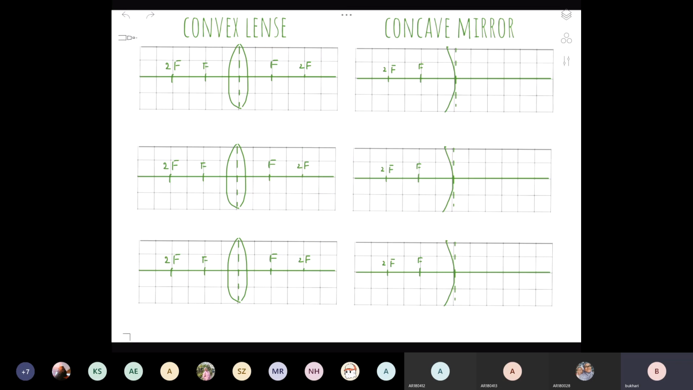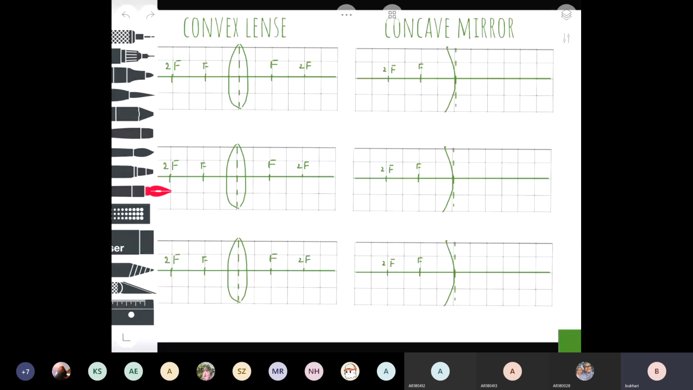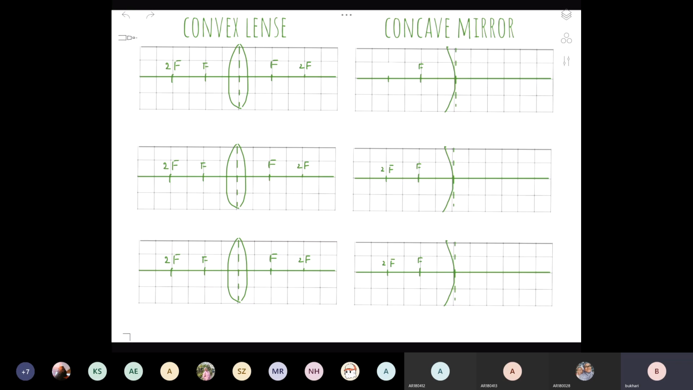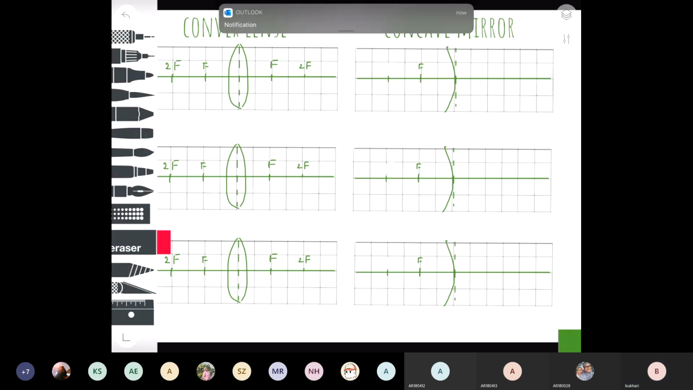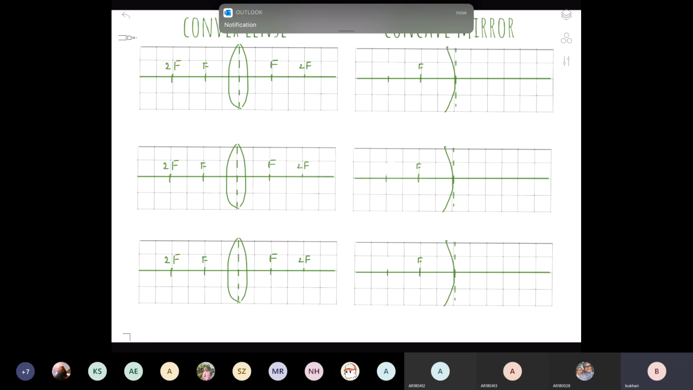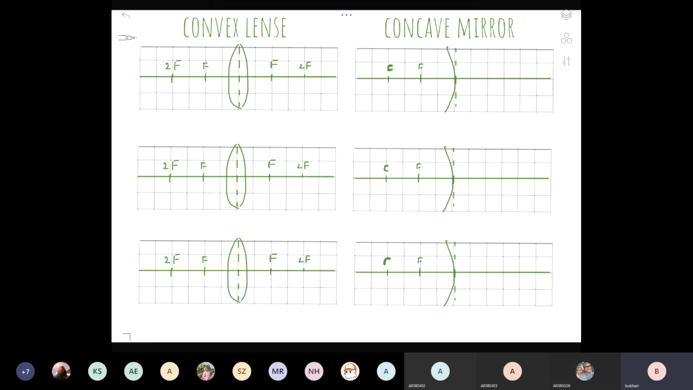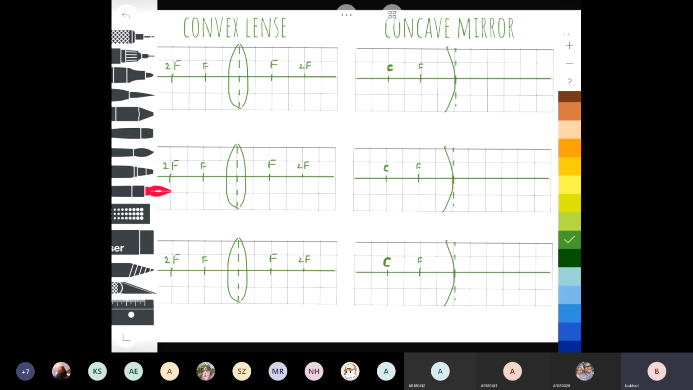Okay, I'm going to use another color. But before that, I'm going to correct this diagram. As I told you, this is what? Remember, this is what? C. Okay, this is C, not 2F. Okay, I'm going to change the color of the pen.